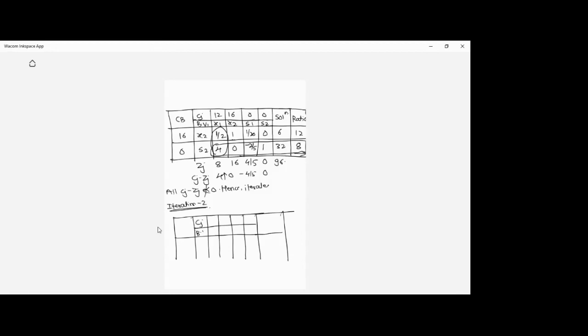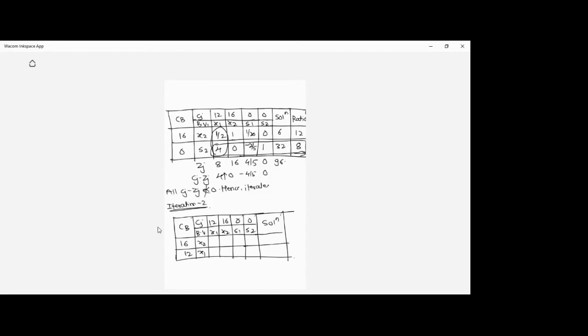The Cj values for the basic variables x1, x2, s1, s2 are 12, 16, 0, 0. Here it is the solution, and we have to find out some new values. Now you can see x2 is going to remain similar. S2 is the leaving variable, so instead of that x1 is entering. So for x1 we are going to write the variables 16 and 12 that we already know.